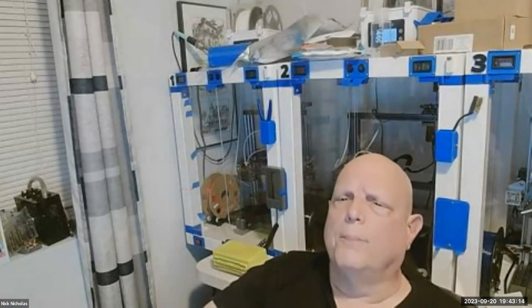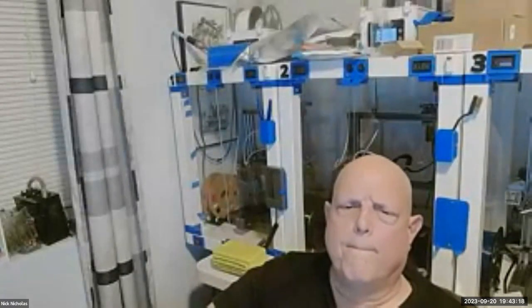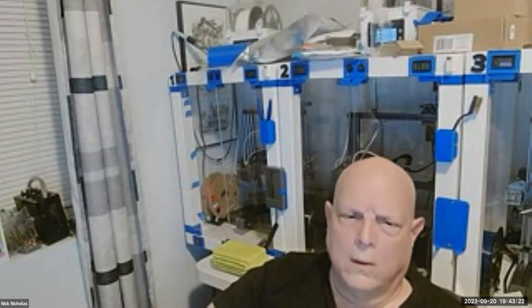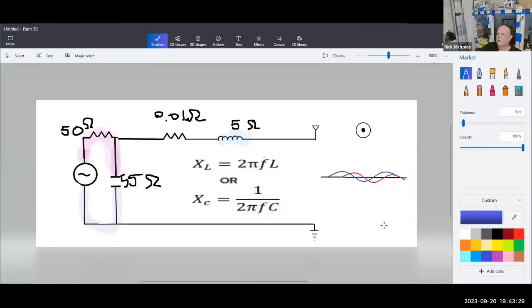I'm going to open up and share with you a screen. It's a fancy dancy drawing. You may have seen one similar to it. I'm pretty sure this one was drawn for the general class. But I'm going to explain some things.